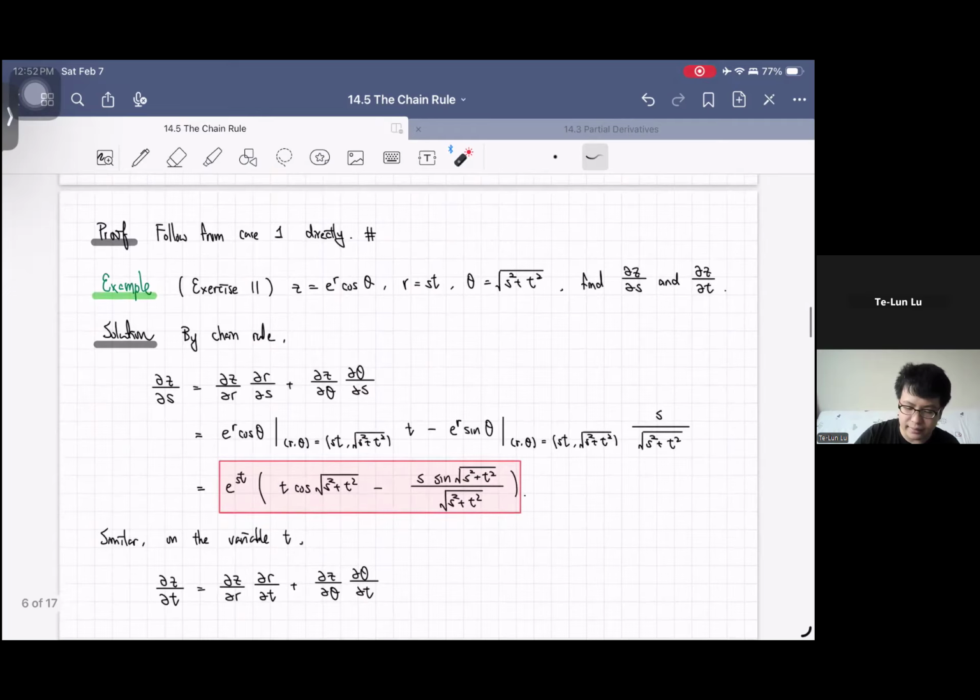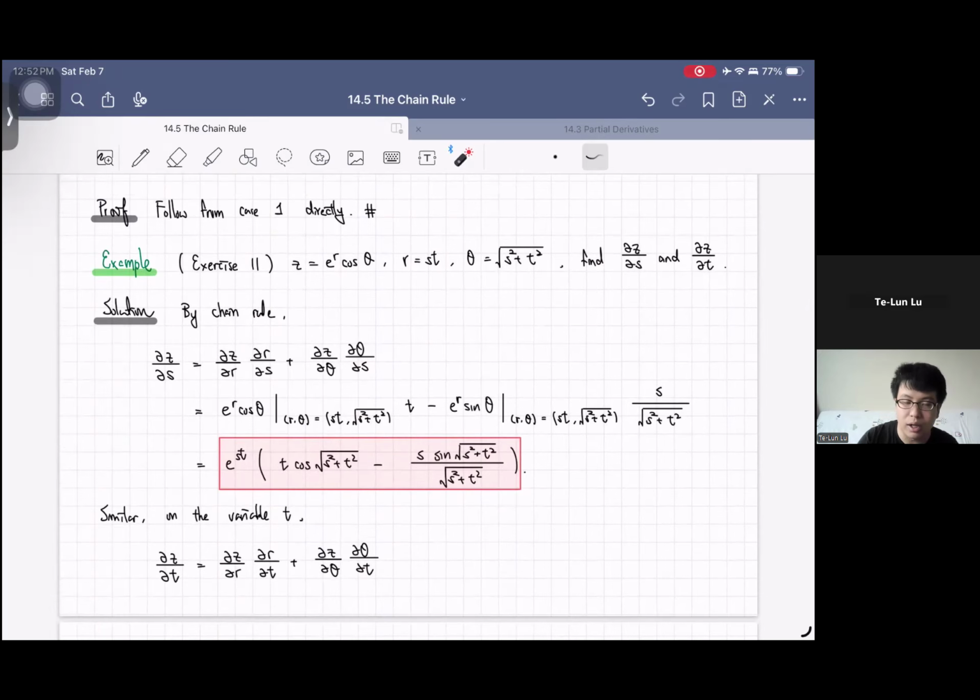So in this case, I set z to be e to the r cosine theta, where r and theta are themselves functions of s and t. So r is st, and theta is the square root of s squared plus t squared. Now we want to find partial z partial s and partial z partial t.